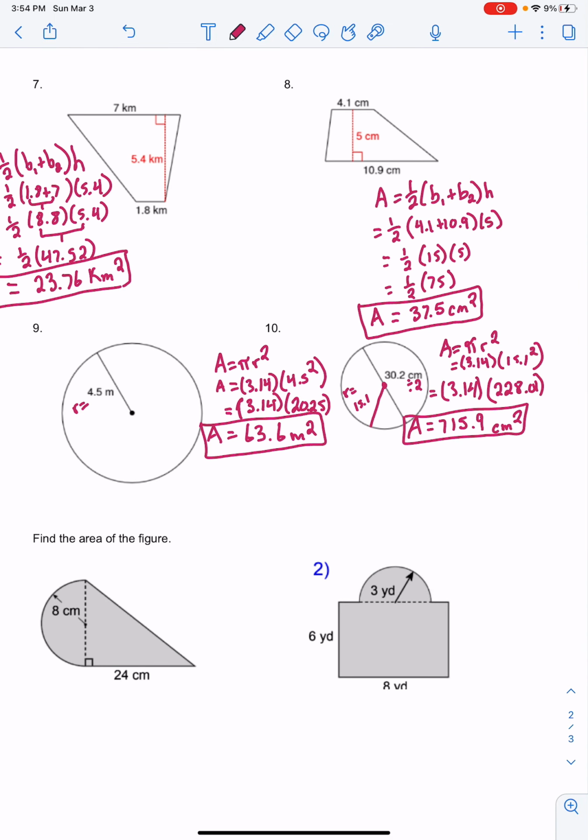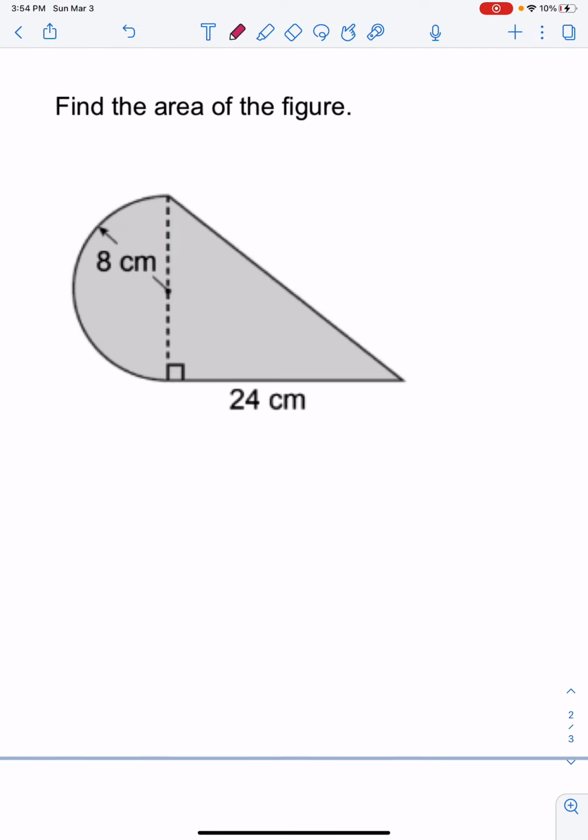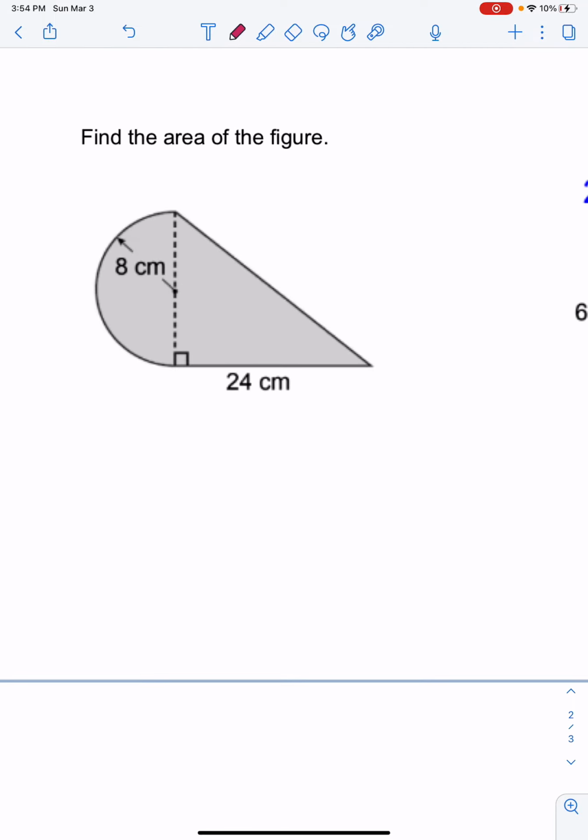All right, last 2 questions. We have a composite figure here, which means that it is one figure made out of more than one shape. I see 2 shapes here. Let's go ahead and name them. I see a semicircle and a triangle.